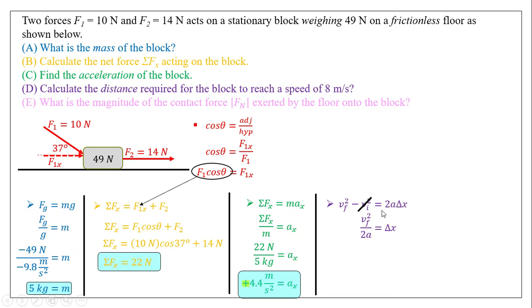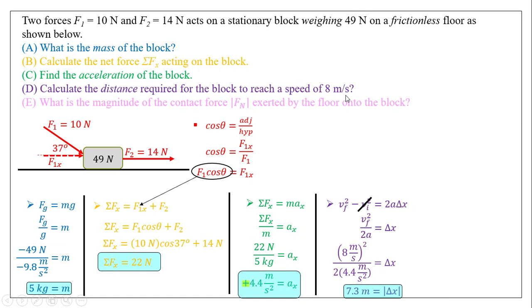To get delta x by itself, I would simply divide both sides by 2a, so the 2a goes in the denominator. Vf is given as 8 meters per second. That's the speed that we wanted. And a we already calculated, which is 4.4. So we do 8 squared, which is 64, and then 64 divided by 8.8, because 2 times 4.4 is 8.8. On your calculator, you get about 7.3 meters. Here, I've chosen to use the absolute value of my displacement because the problem asks to find distance, and distance is a scalar, so there is no need to include direction. So the distance traveled is 7.3 meters in order to get up to a speed of 8 meters per second.